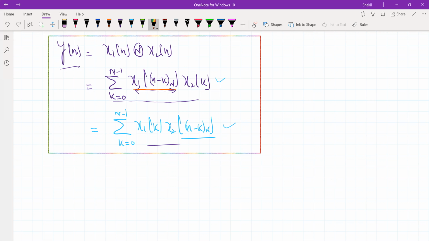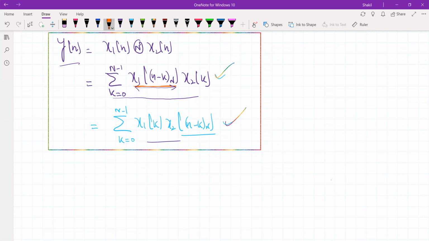This is the circular convolution between two sequences. Either you use this one or this one; these are one and the same. All right, now let's learn this. What do you mean by what are the terms?